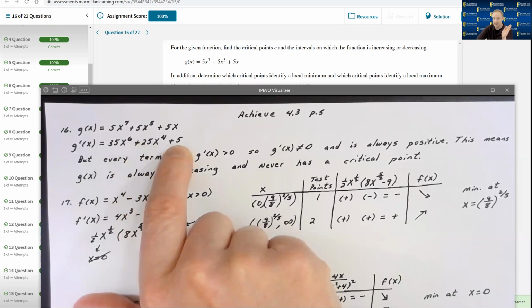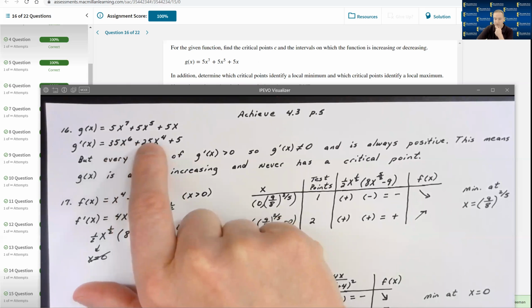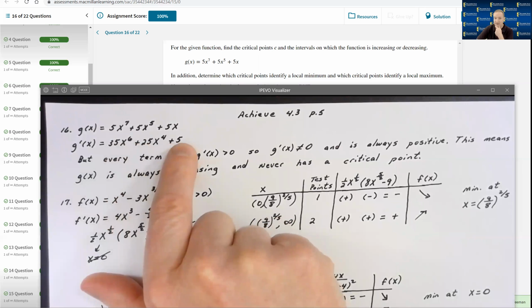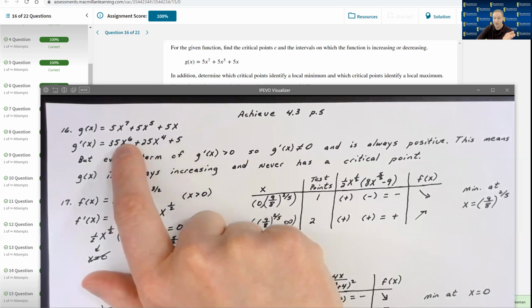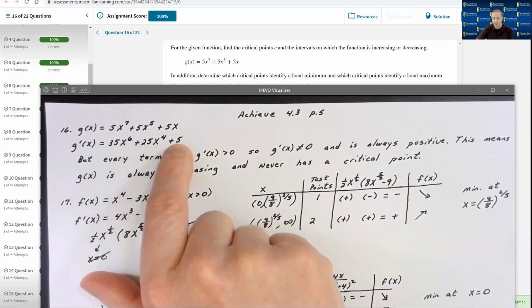You should automatically be thinking, no, because the lowest this could be is at x equals 0 itself, and then this would just be 0 plus 5. If x is any number other than 0, these values are just going up, not down. You would have 35 times a positive number plus 25 times a positive number plus a positive. So I am 100% certain the derivative can never equal 0.